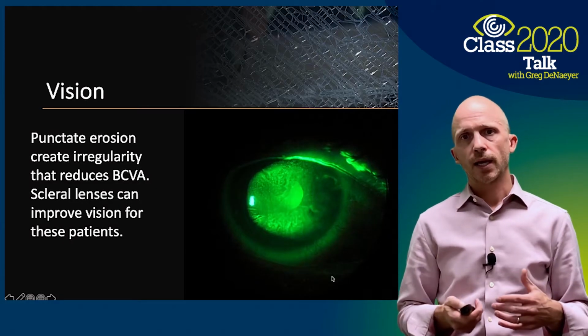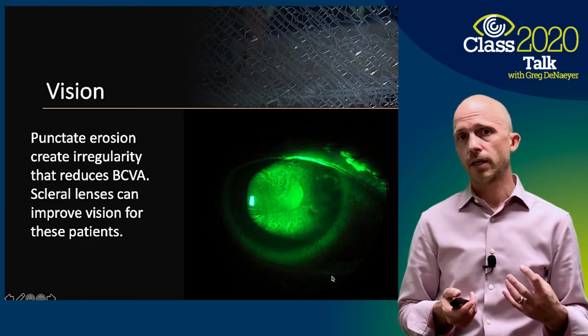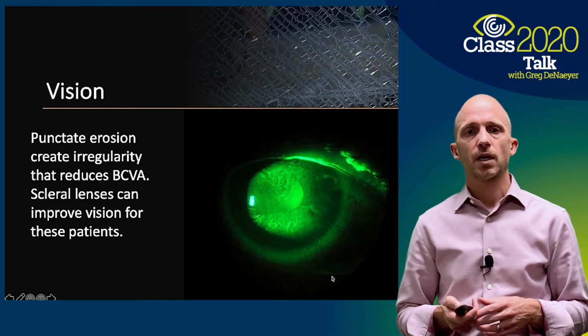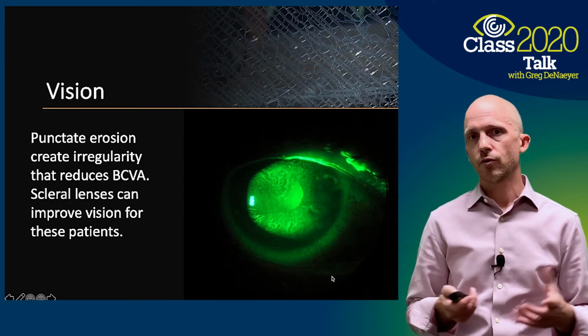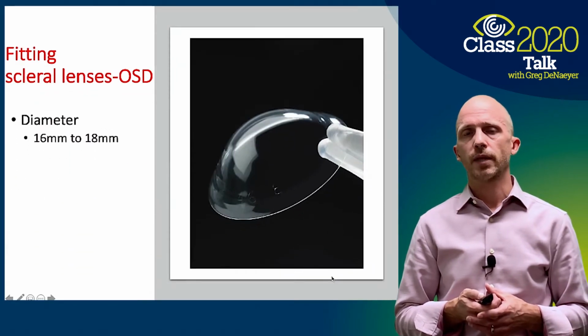And then finally, as we've mentioned, vision. So punctate erosions can create irregularity that ultimately decreases the best corrected visual acuity for these patients, and scleral lenses can help improve their visual results. And again, we'll go through some case examples of that.